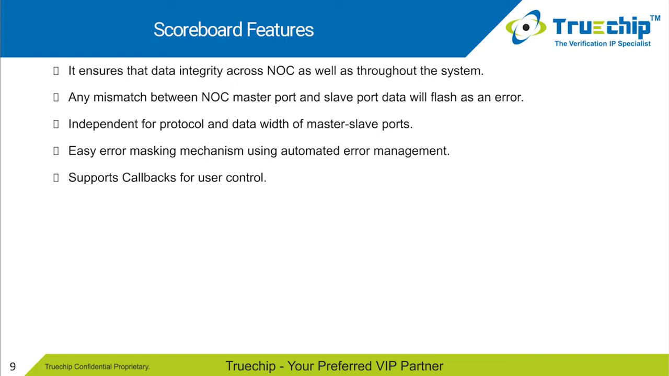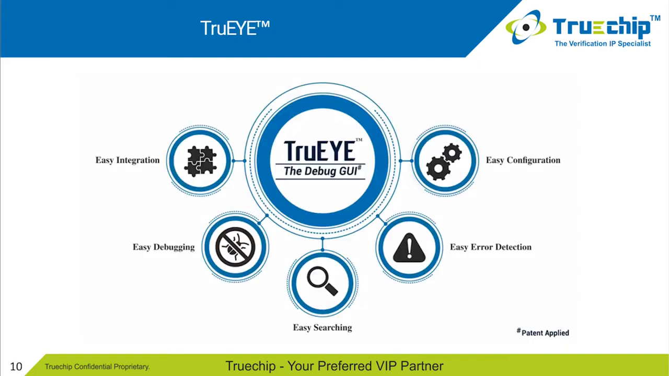Scoreboard also has easy error masking and a mechanism using an automated error management system. In the scoreboard we also have callbacks for user controllability. TrueEye is a debug tool used for easy integration, debugging, searching, error detection and configurability. We will discuss it later.